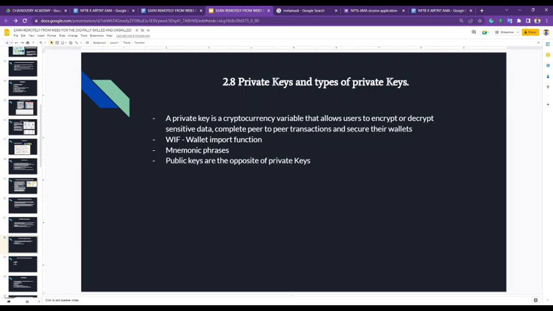A private key is a cryptocurrency variable. Is that straightforward? Okay, a private key is a cryptocurrency variable that allows users to encrypt or decrypt sensitive data, complete peer-to-peer transactions, and secure their wallets. Is that still straightforward? Okay. All right. A private key is more like your password, a highly classified password that helps you protect your funds.